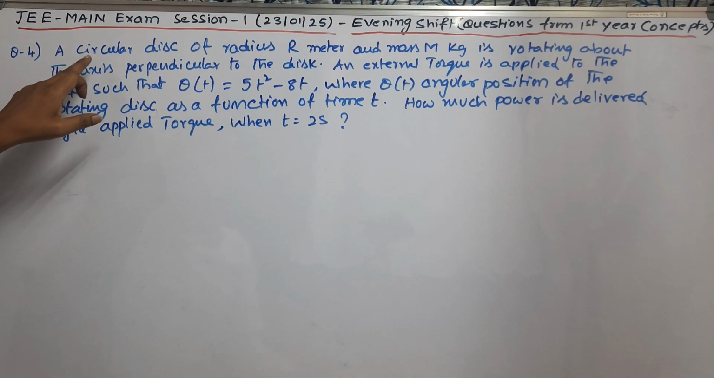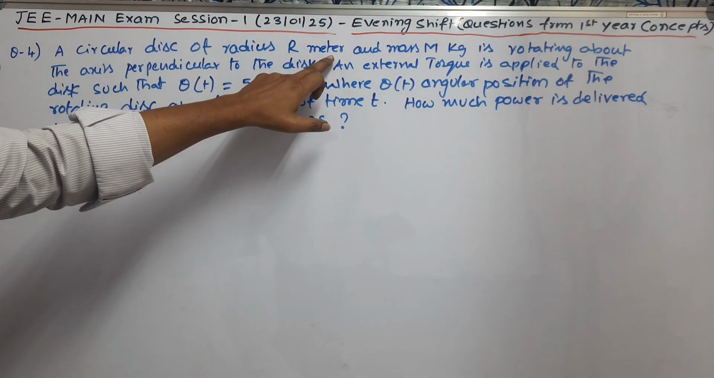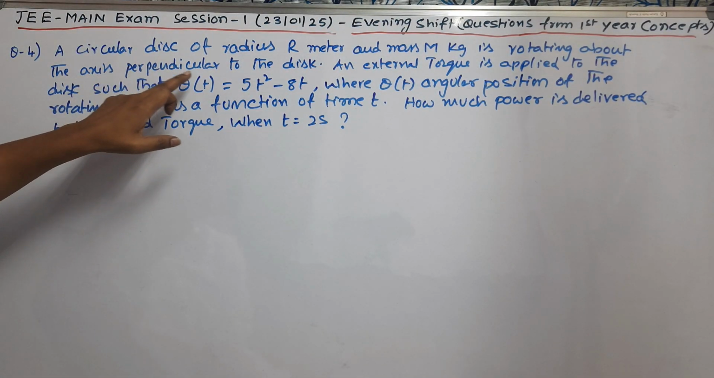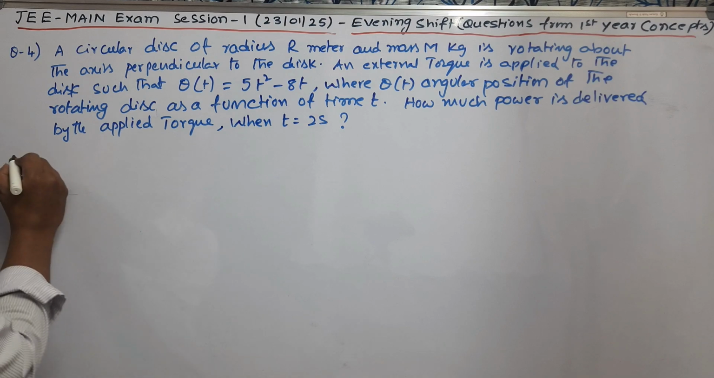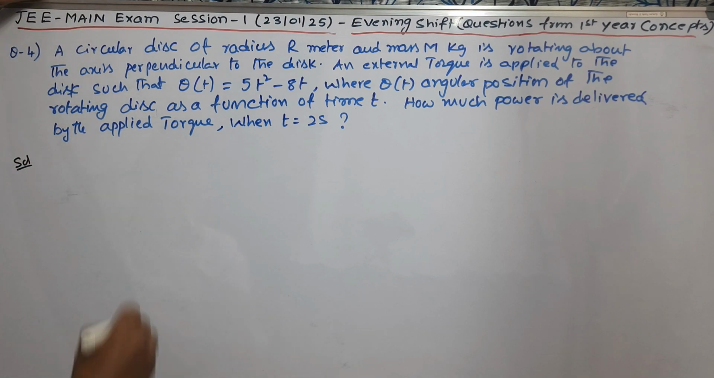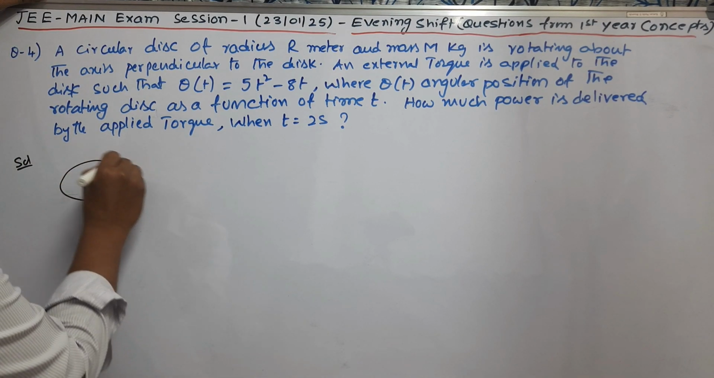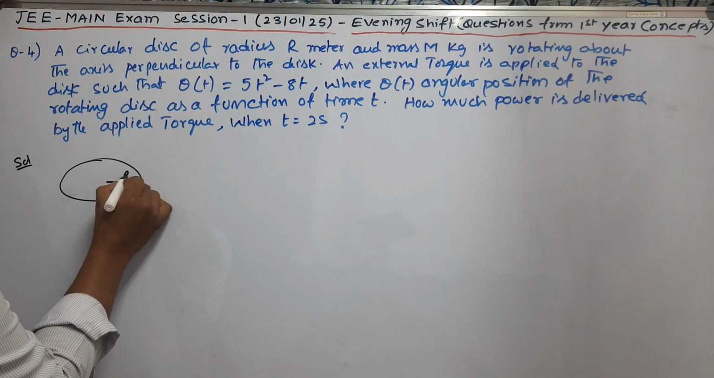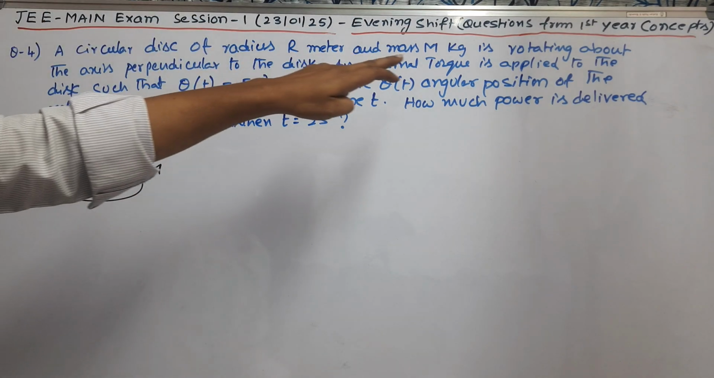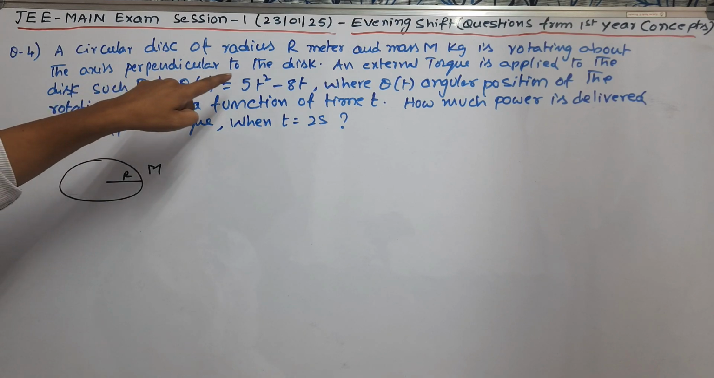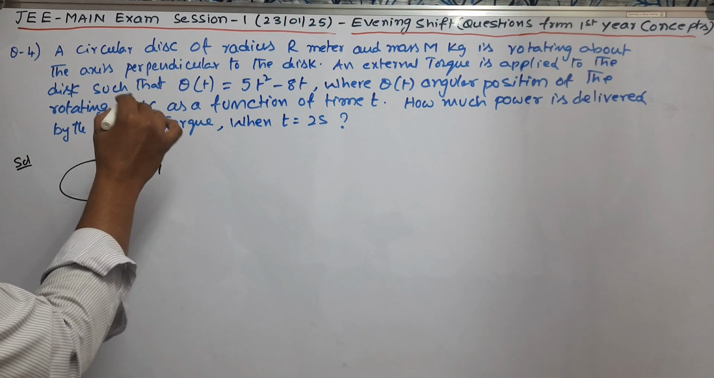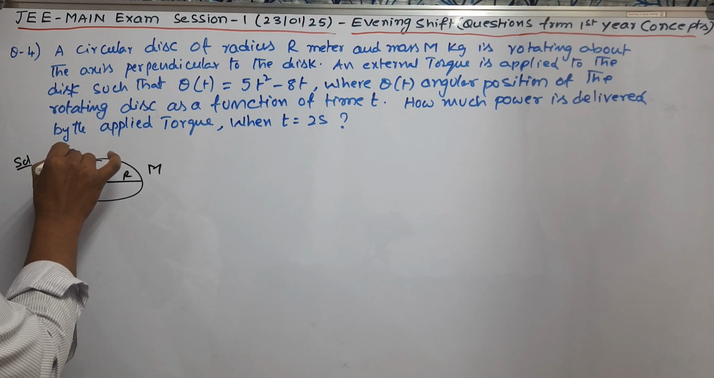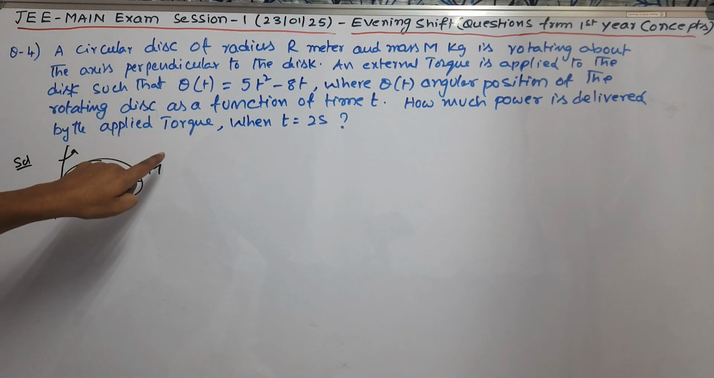The fourth question: a circular disc of radius r meter and mass m kg is rotating about an axis perpendicular to the disc. Suppose this is a circular disc of radius r, its mass is m, and it is rotating about this axis, perpendicular to the disc.